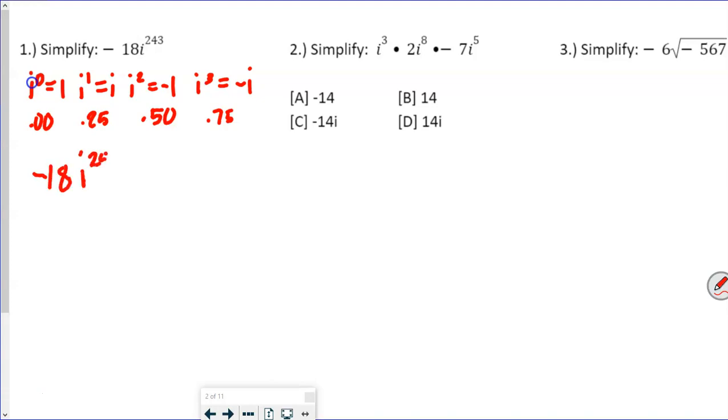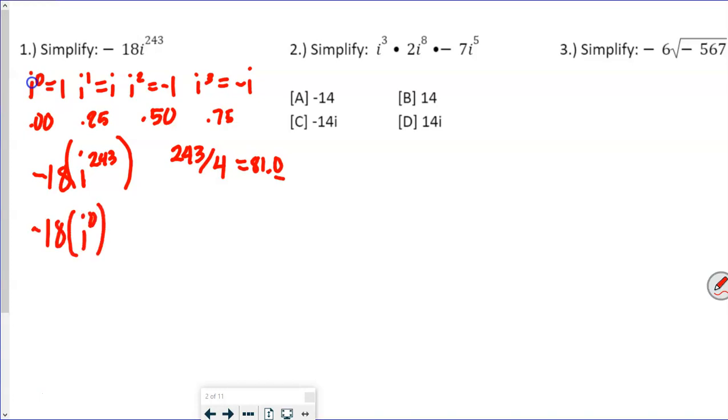Now we're going to take this negative 18i to the 243, take this 243 and divide it by 4, because there are 4 quarters in a dollar. When we divide 243 by 4, we get 81.0. We're only interested in those decimals right there. So this is going to be negative 18i to the 0, and i to the 0 is 1. So negative 18 times 1, which is negative 18. That's our answer.